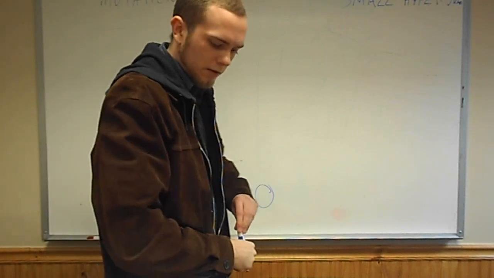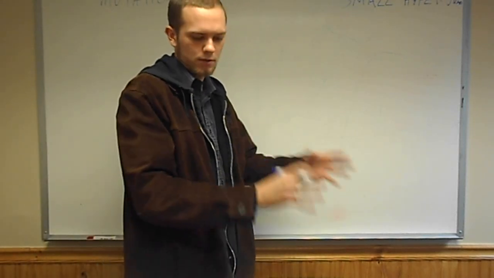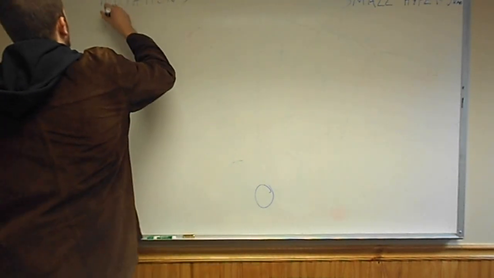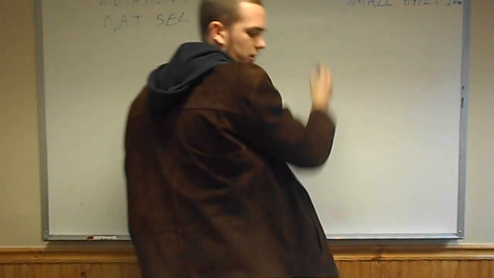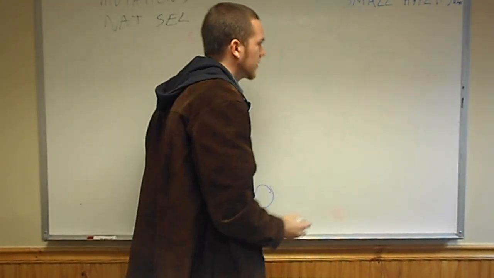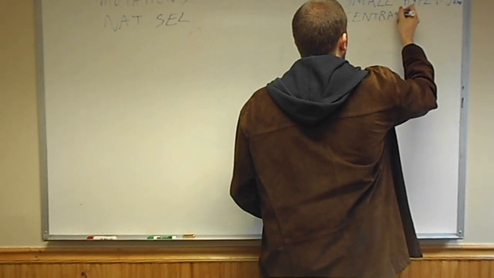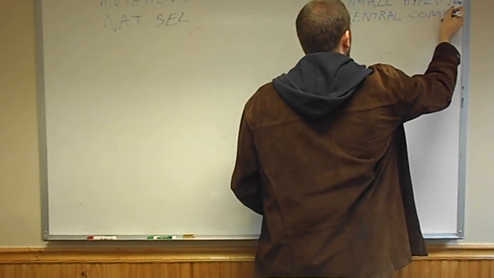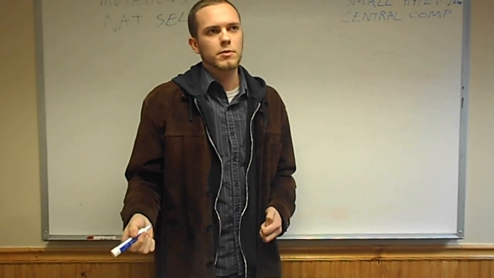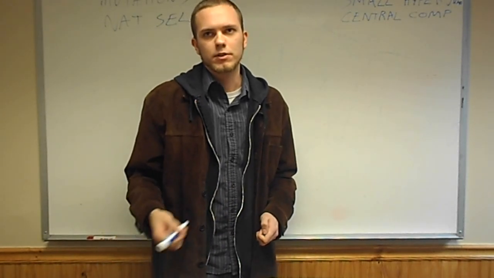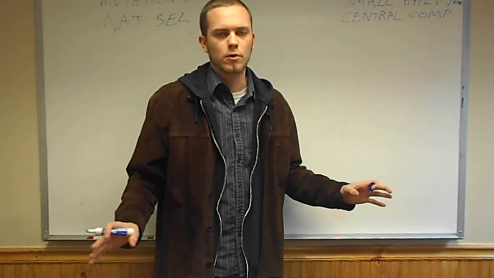And in evolution we have natural selection, the survival of the fittest, the best things get to continue on. So we've got natural selection. And over here we're going to represent it with a central computer. So the central computer is going to decide which spaceships are doing the best and let those spaceships continue on and not give any more resources to the ones that are doing poorly.